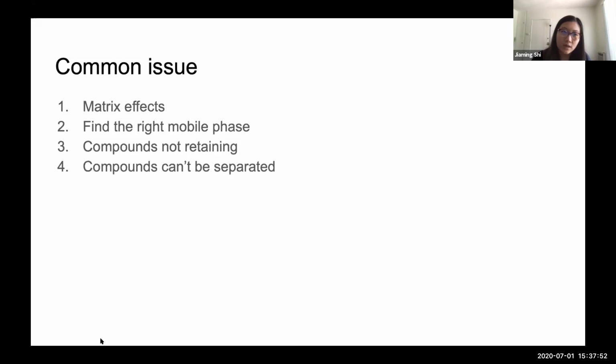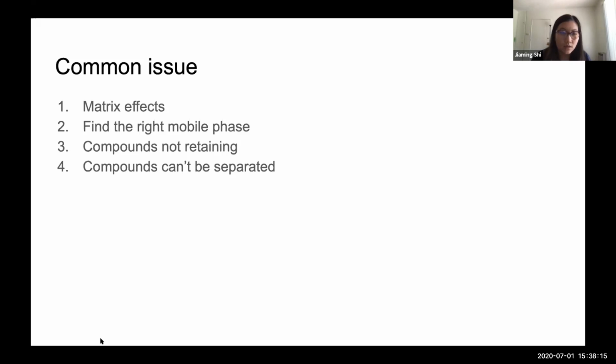In that case, you probably need to change to a new column that has a different filament in it, or find a different way of measuring it. So that will be kind of a nightmare if the compound is not retaining at all. Usually that means the compound is probably not very good for HPLC analysis.